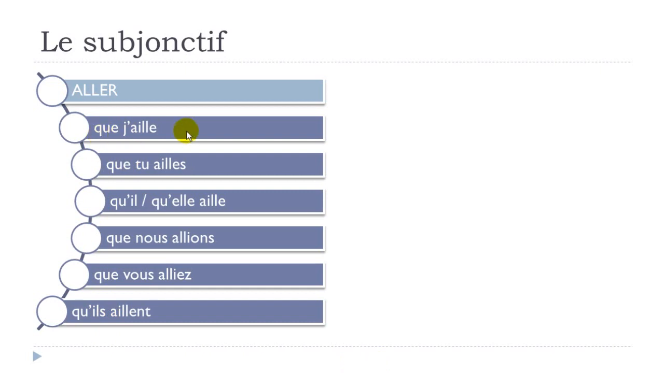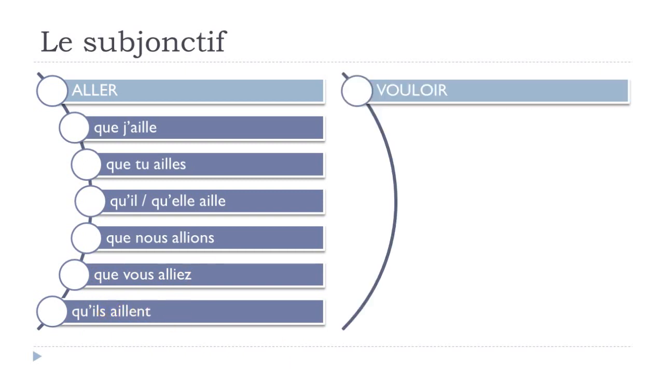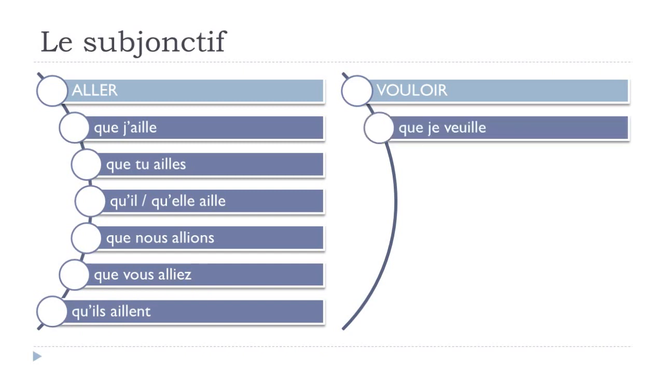Okay, so que j'aille, listen to me, aille, okay, que tu ailles, qu'il aille, qu'elle aille, que nous, and that's the difference here, allions, okay, que vous alliez, okay, I don't make the liaison just for you to listen carefully, alliez, okay, so if you want to make the liaison, que vous alliez, okay, and then qu'ils aillent, and the feminine form, qu'elles aillent, all right.